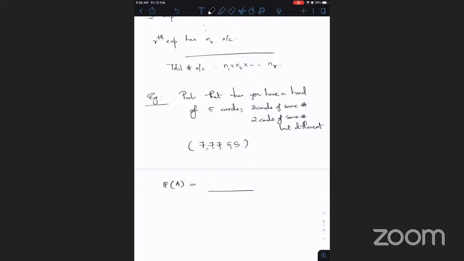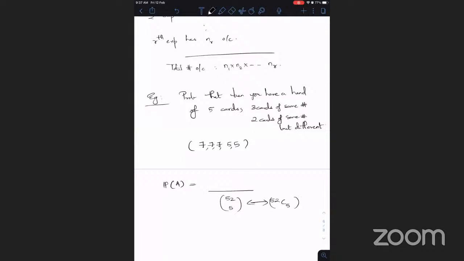So the numerator is the number of favorable outcomes, but the denominator is pretty easy. How many cards do you have in a full deck? Exactly, you have 52 cards. And out of which, how many cards are dealt? 5 cards are dealt. So how many ways of dealing 5 cards from 52 cards? That's just 52 choose 5, right?